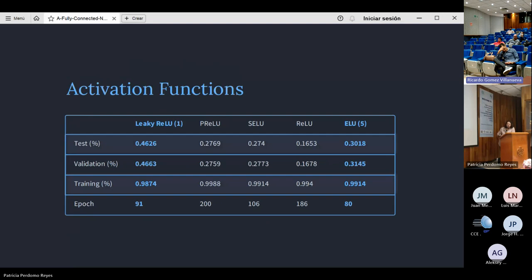The optimizer was the Adam optimizer with the default parameters of the TensorFlow library. The leaky ReLU outperforms the other activation functions, both in accuracy and number of epochs. The next candidate was the ELU function with parameter 5. But when we wanted to increase the size of the architecture, the ELU function stopped working well. The other functions, PReLU and SELU, had almost the same results, but the main difference is the number of epochs to achieve training.